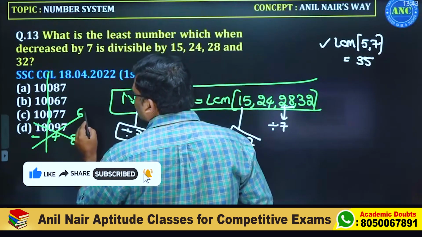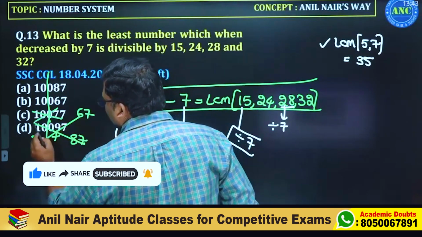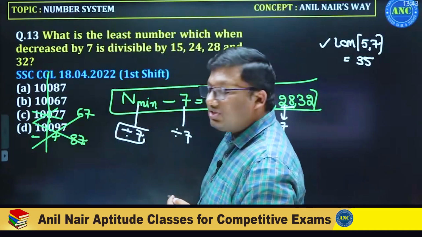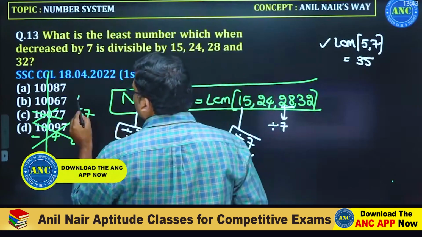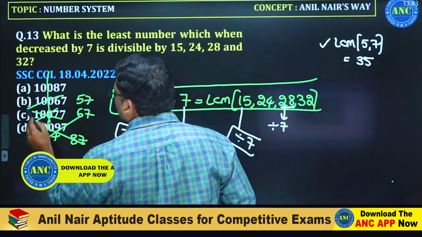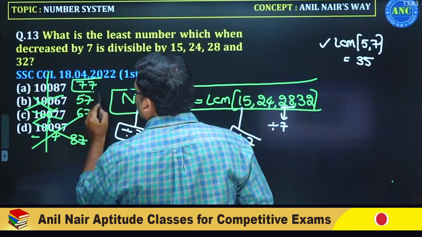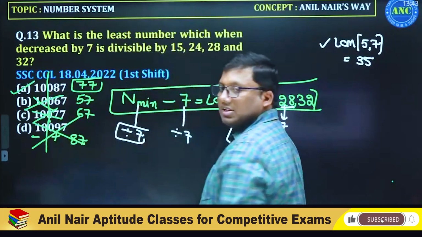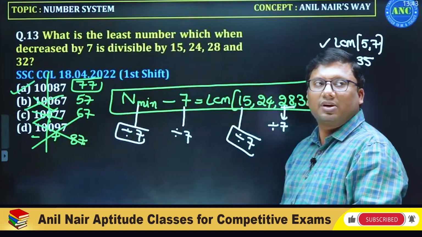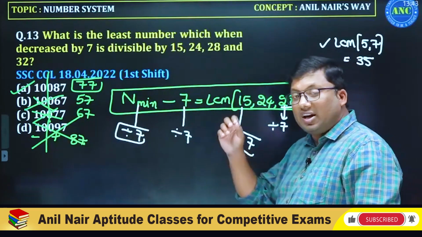77 minus 10, 67. It is also not divisible by 7. 67 minus 10, 57. It is also not divisible by 7. 87 minus 10, 77, it is divisible. I hope the idea is clear.